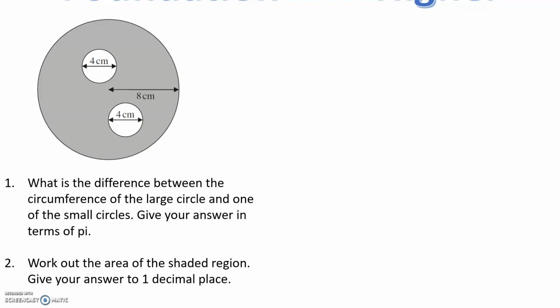GCSE question of the week, week 27. Okay, so we've got a circle with two individual circles inside it. Question 1. What's the difference between the circumference of the large circle and one of the small circles?